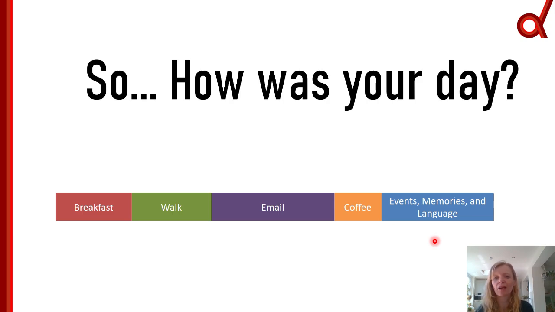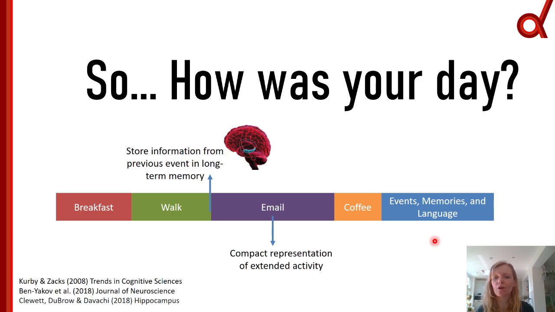And this is really a characteristic feature of how we process the continuous stream of information that comes in through our senses. And this has several important advantages. First of all, it gives us a compact representation of an extended period of activity. And second, the boundaries between those events are key moments at which we store information from the previous event into long-term memory.